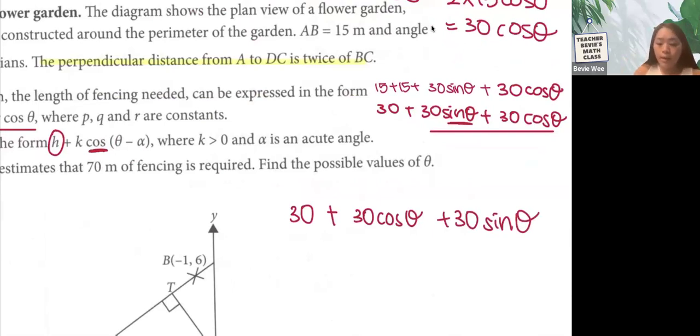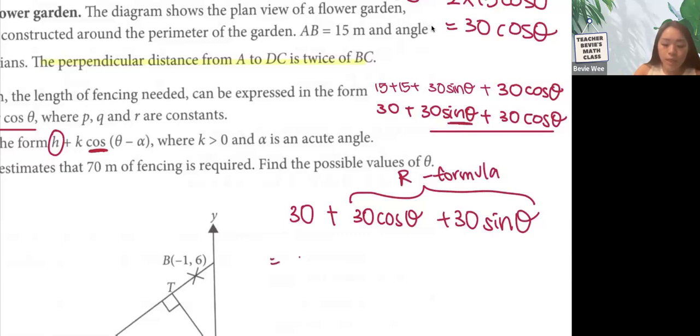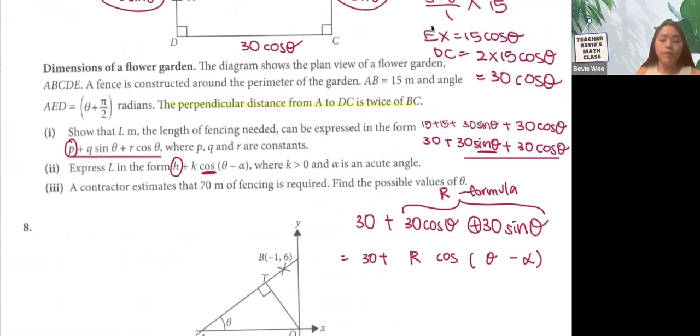Now, this part here, it's your R formula. This will give me 30 plus R cos of theta. This is a plus, so it's a minus alpha. Okay, your job. From here, I've been doing a lot already. Your turn to do. Find R, find alpha. Calculator, change to radian mode. Okay, let's go. Send me R, send me alpha.